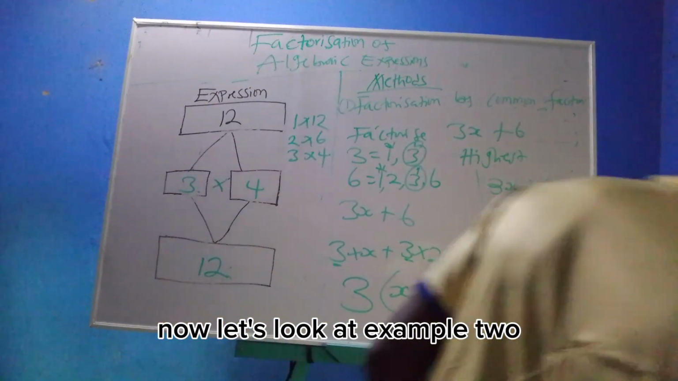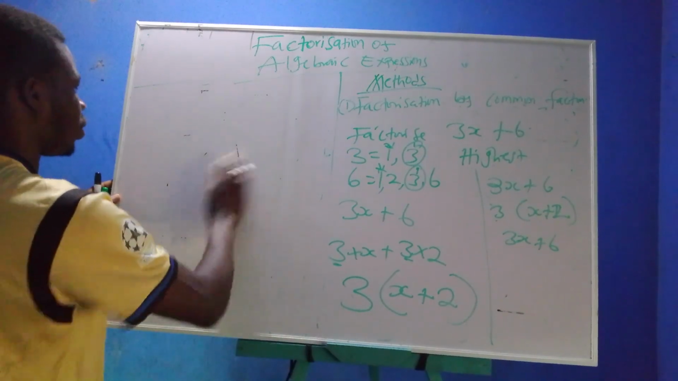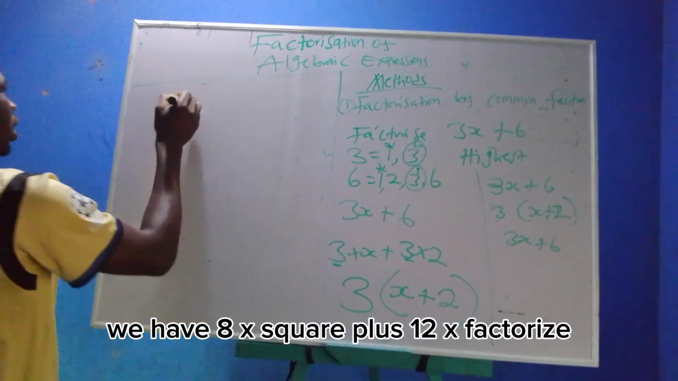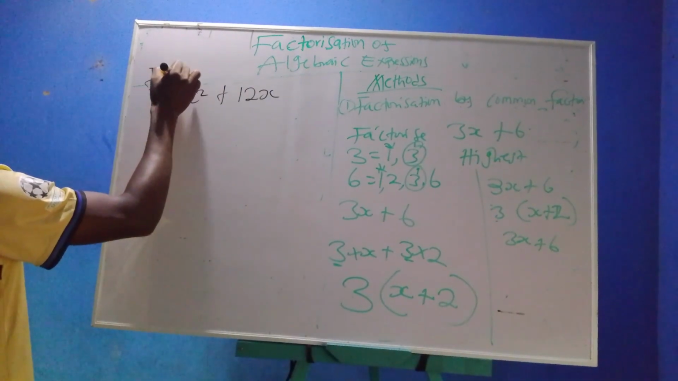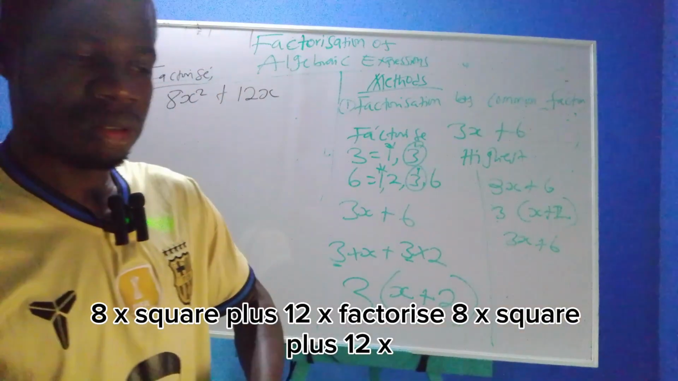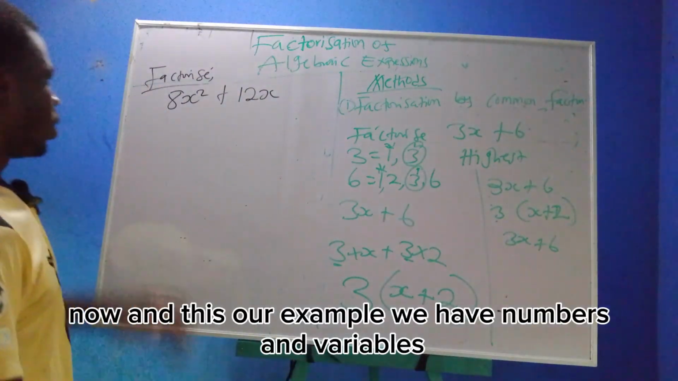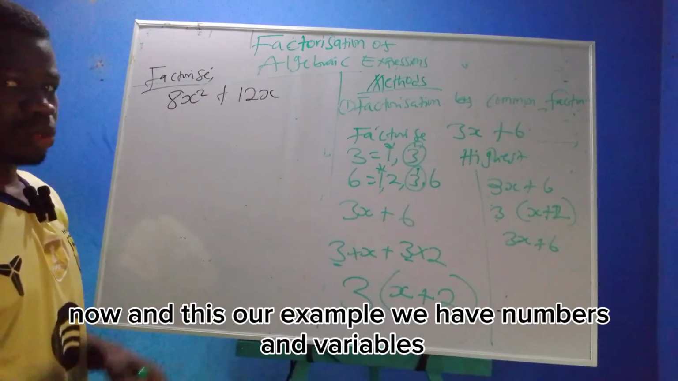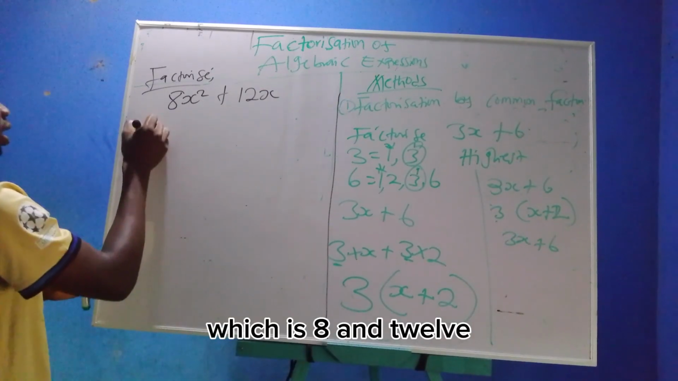Now let's look at example 2. We have 8x squared plus 12x. Factorize 8x squared plus 12x. Now, in this example, we have numbers and variables. So just like we mentioned, we first of all identify the numbers in the expression, which are 8 and 12.